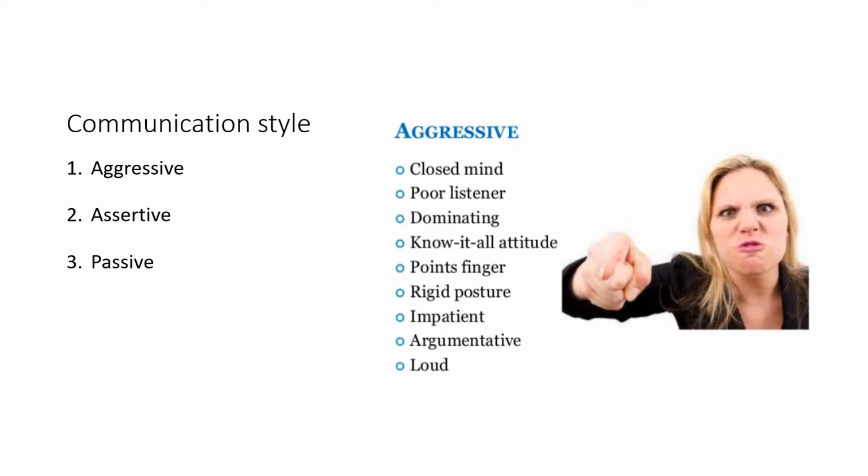So what are different communication styles? There are basically three styles of communication: aggressive, assertive, and passive. What is aggressive? Aggressive style is a close-minded style. It is a poor listener style. It is dominating. The speaker shows the attitude that he or she knows it all, and they point fingers at the other party in the communication.